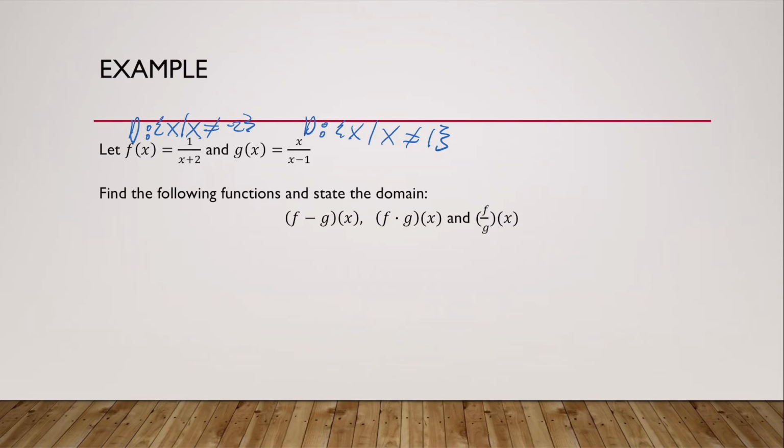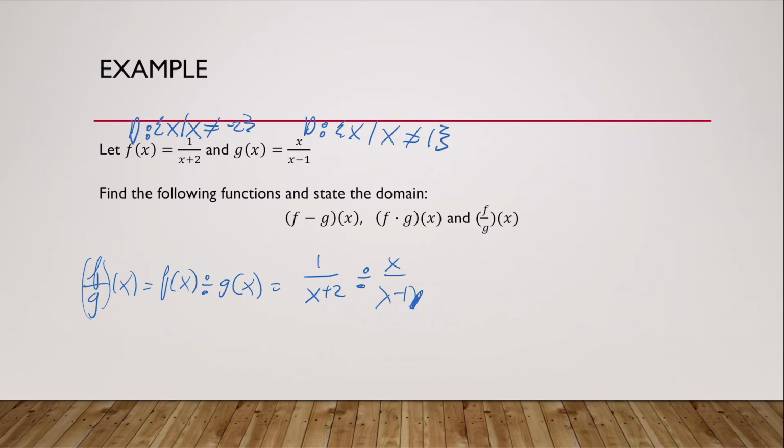So I have f over g of x. That's f of x divided by g of x. So I have 1 over x plus 2 divided by x over x minus 1. Oh, I was trying to erase and it wasn't working. So that gives me 1 over x plus 2 times, because we keep, change, flip, x minus 1 over x. So I have x minus 1 over x plus 2 times x.